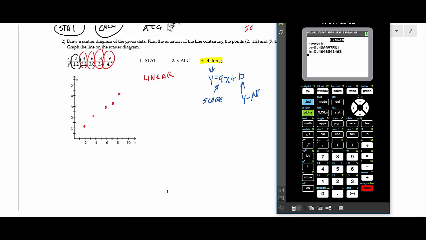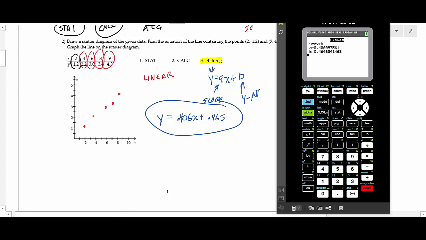Okay, so what you want to do is we would round this to a certain point. So we would have y, let's just round to like 3 decimals. So we'll say y equals 0.406 times x, and then plus 0.465. That would be a good answer of the problem. Okay, is that working for everybody okay?